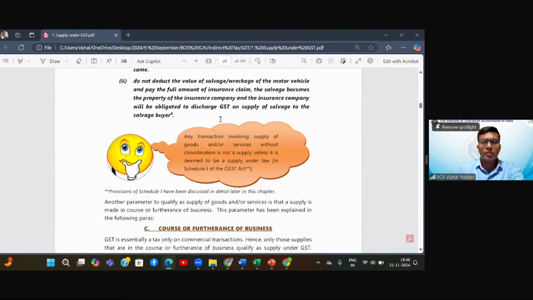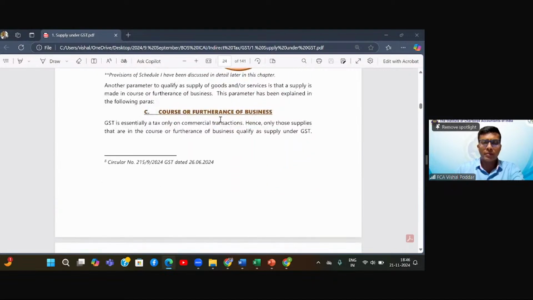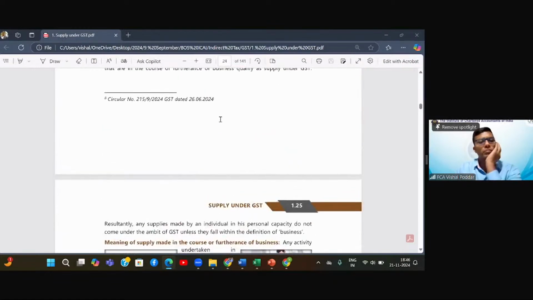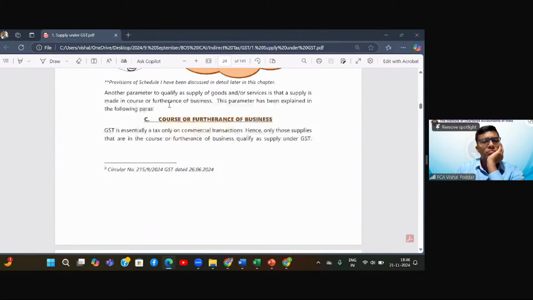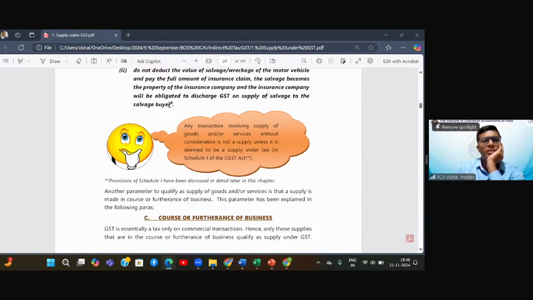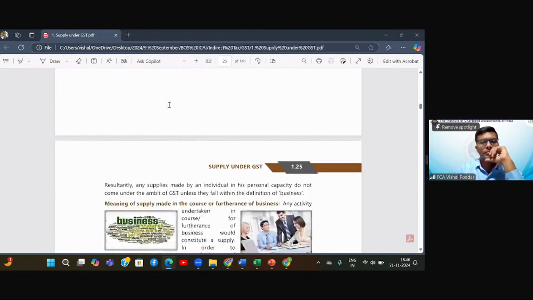Hemant, I hope you understood the meaning of discharge. Your doubt is also cleared. See, insurance company is going to collect GST from the scrap dealer, because it will be selling the scrap to either the scrap dealer or anybody who buys the scrap. So when it is selling the scrap in the market, it will collect GST from that salvage buyer. Correct?